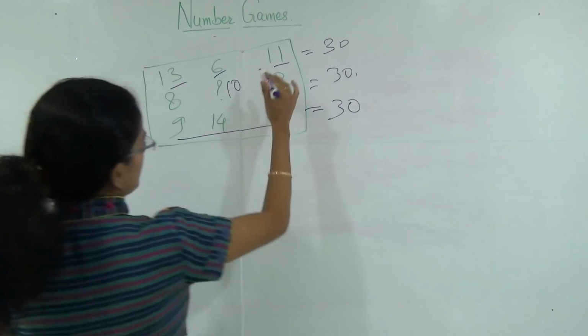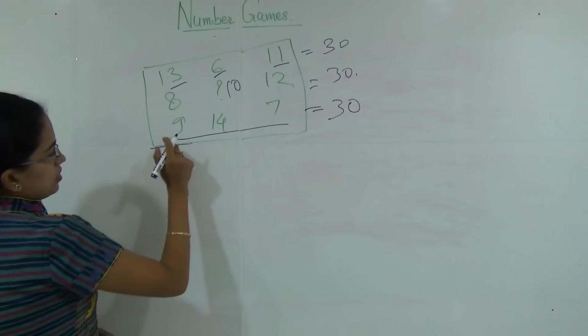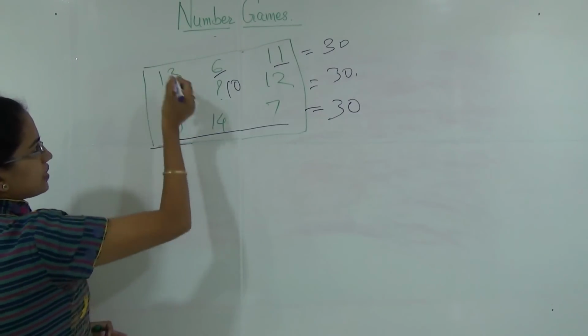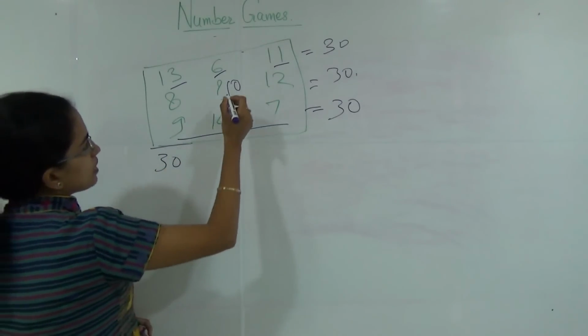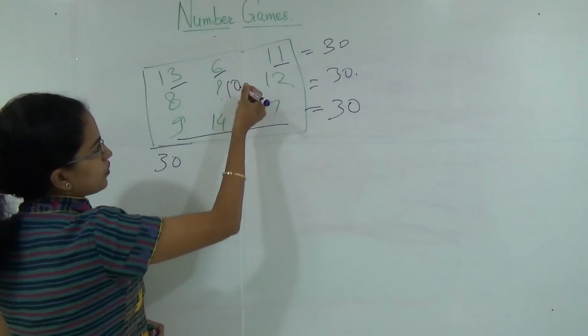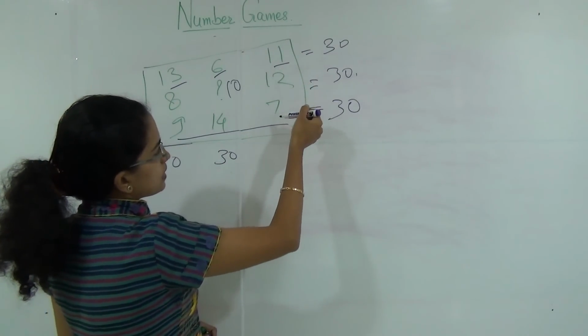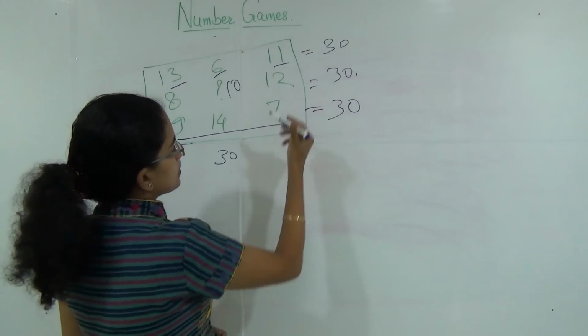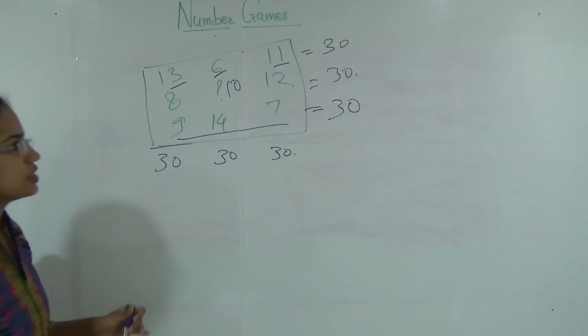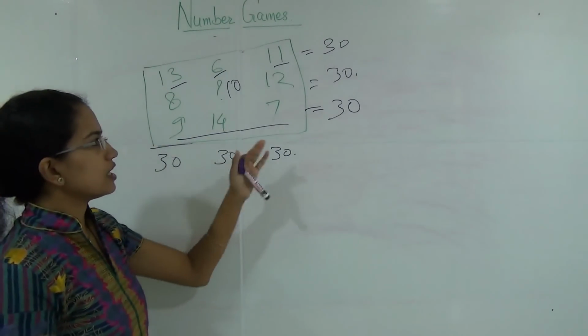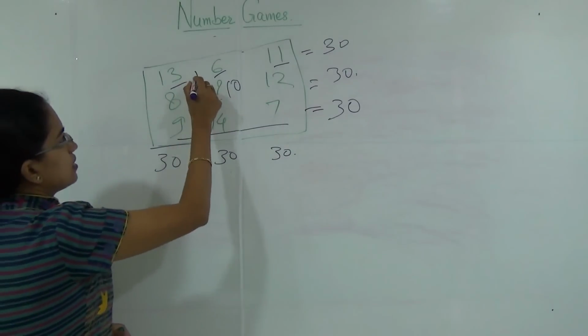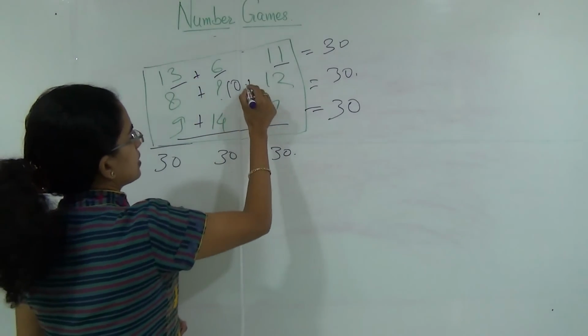Now let me add it vertically and see what comes out. So 9 plus 8 is 17. 17 plus 13 is again 30. So 6 plus 14 is 20. 20 plus 10 is 30. 12 plus 7 is 19. 19 plus 11 is again 30. So in this question, whether I add it up horizontally or vertically, the answer would be 30.